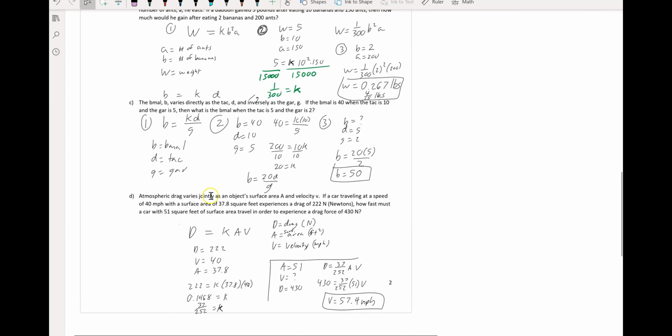And then here atmospheric drag varies jointly as the object's surface area and velocity. So there's some multiplication factor k for the area times the velocity. And we get 57.4 miles per hour for that one.